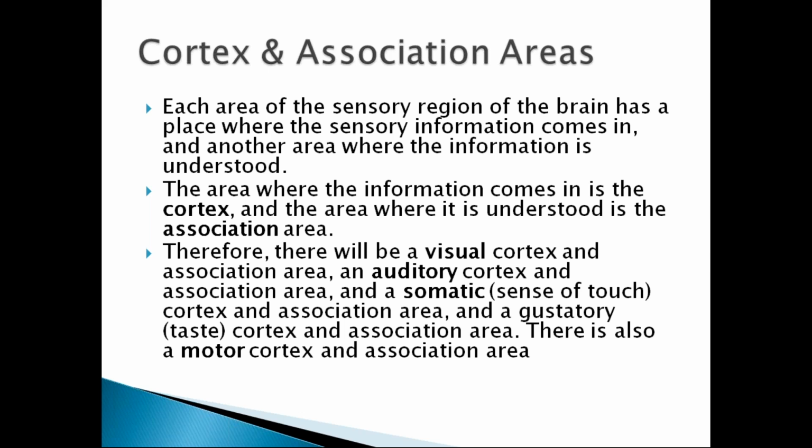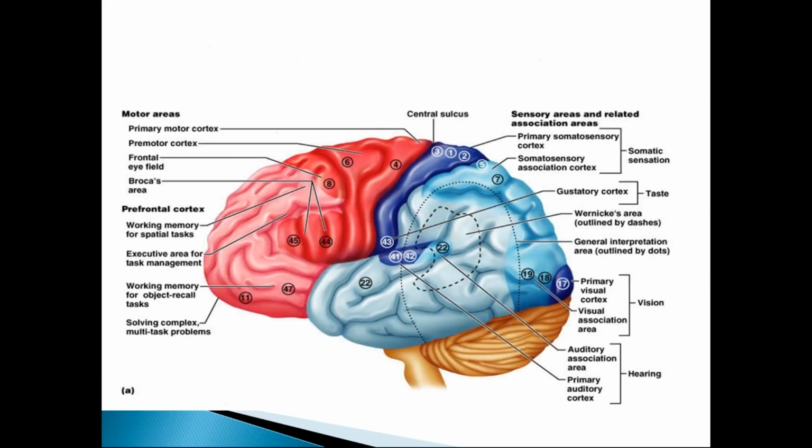Therefore, there will be a visual cortex and an association area. Auditory cortex and its association area. Somatic, which means touch, cortex and its association area, and a gustatory cortex, which is taste, and its association area. There is also a motor cortex and association areas. Why is this important? Because if some area is damaged, we can predict what the issues are that this person is going to have. And here's a diagram showing you all these different areas and what their turf is when it comes to a human being.